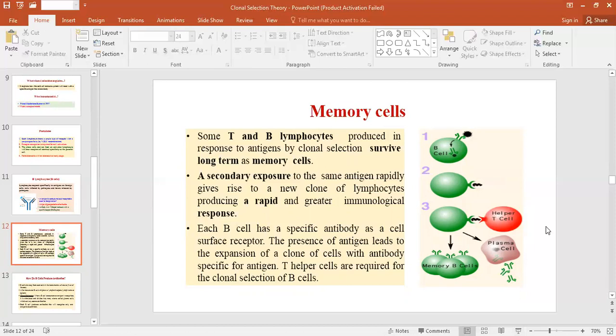But here, these responses, or the production of memory B cells as well as plasma cells, will not take place only by interaction of the B cell with the antigen. Here, the helper T cell is also required for the clonal selection of the B cell.